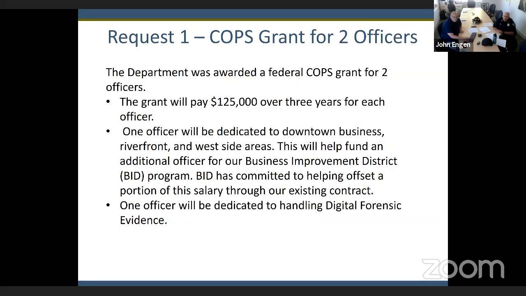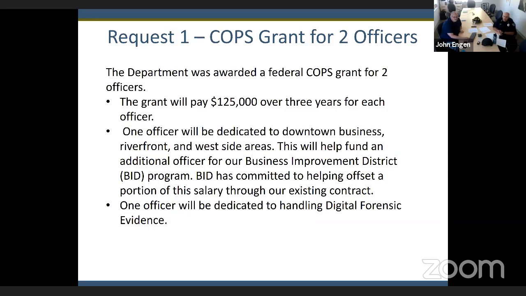Under the current contract that we have with the Business Improvement District, there is language in there to also help offset expenses related to the salary of this officer, and that would equate to $79,000 over the course of the same 3 years for that one particular officer.